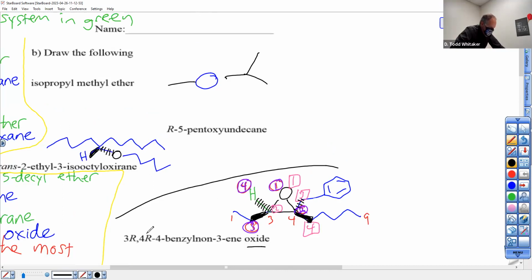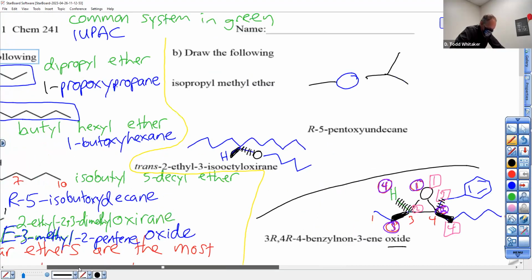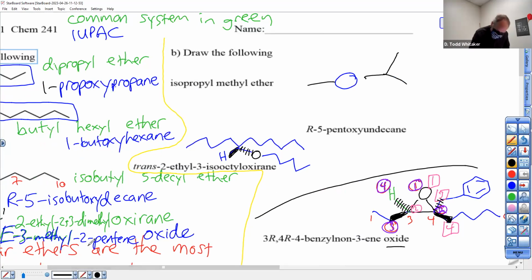Oh, this crazy guy is just in the whack zone over there. It's actually not a hard one to do. When you see oxirane in the name, what do you draw first? Triangle with what in one of the corners? O. What atom is number 1? The O. 2 has an ethyl. And 3 has an isooctyl.